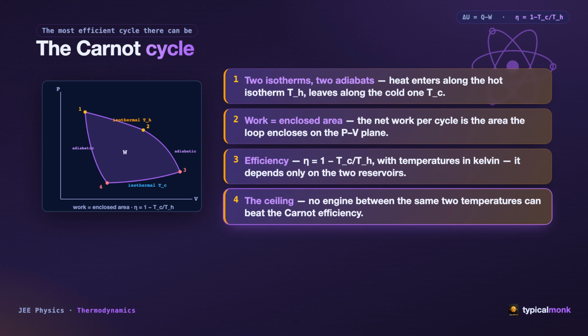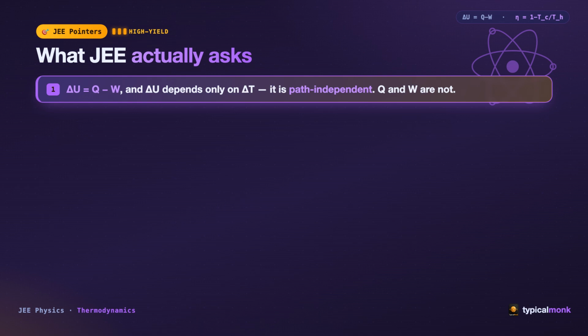And this is the ceiling. No engine working between the same 2 temperatures can ever beat the Carnot efficiency. It is the absolute limit set by the second law. Now what JEE actually asks. 5 pointers. 1. Delta U equals Q minus W, and delta U depends only on the change in temperature.